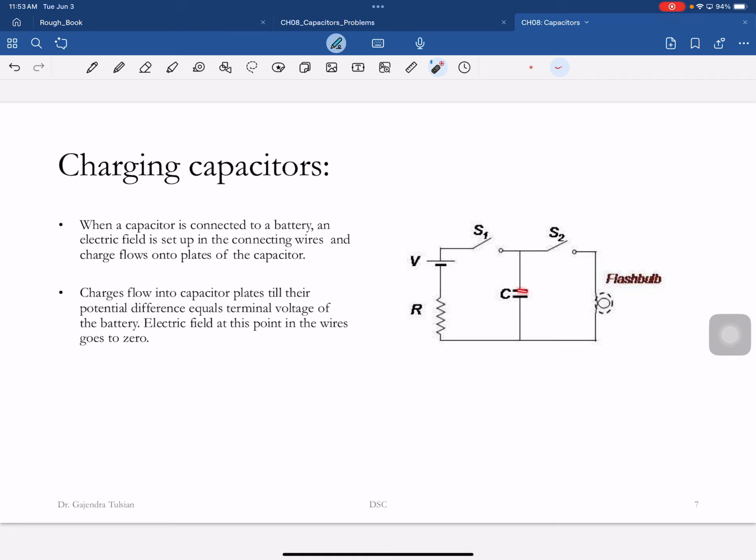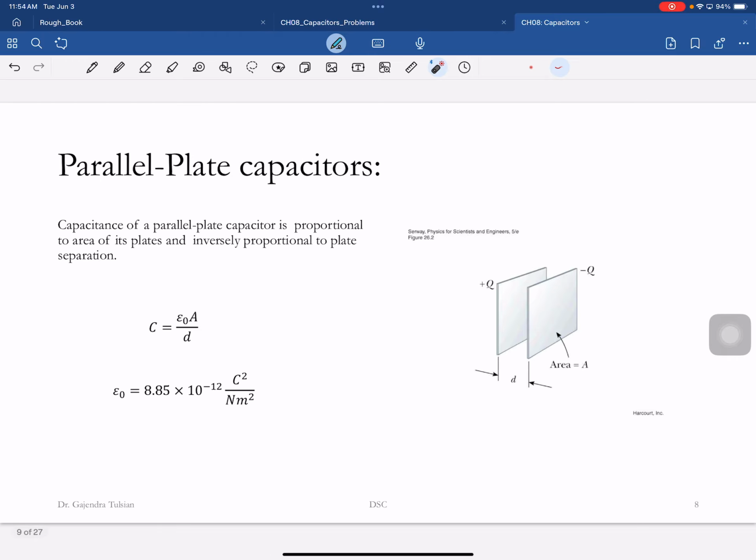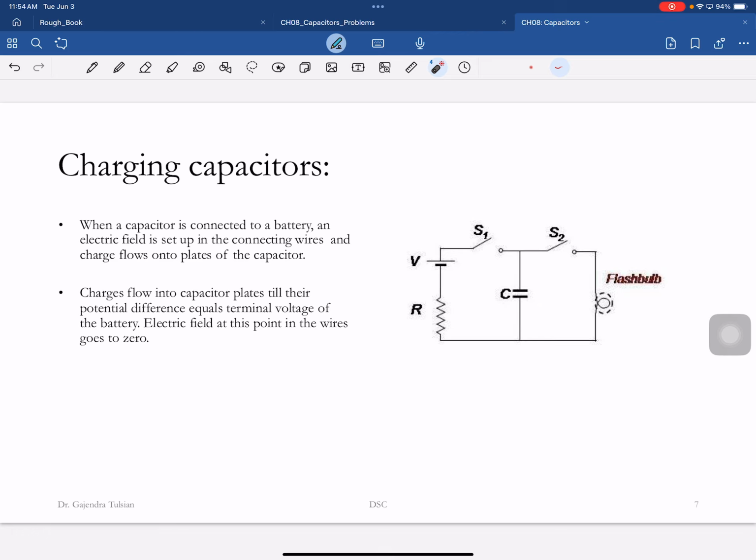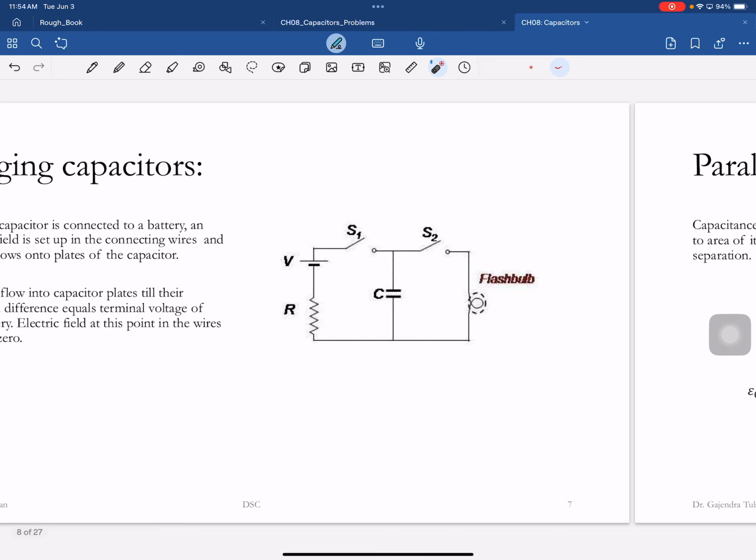Yeah, so when the voltage across this equals the voltage of the battery, that's when the charge flow stops, okay? So charges flow into the capacitor plates till the potential difference equals the terminal voltage of the battery, okay? So the electric field at this point in the wires goes to zero, and that stops the flow of charges.